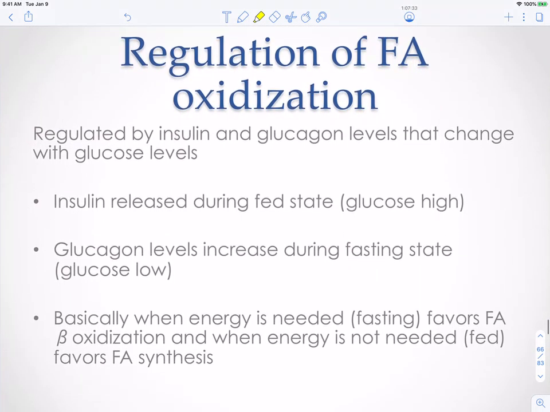So our next topic is going to be on regulation. So we're going to talk about regulation at the level of insulin and glucagon, of course, fed and fasting states. Insulin is during fed state, glucose high. Glucagon is fasting state, glucose low. So it just makes sense. When energy is needed, you're going to have fatty acid beta oxidation. When energy is not needed, you're going to favor fatty acid synthesis. So both of those pathways are going to be linked together through regulation.